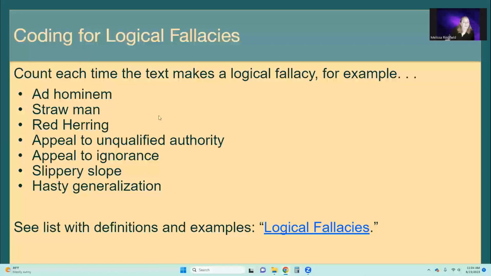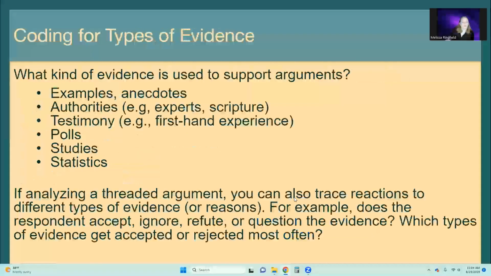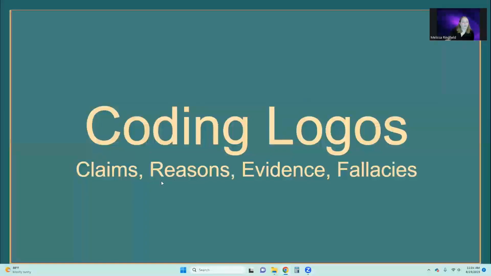You might code for types of logical fallacies. Political arguments, for example, might have a lot of logical fallacies in them. So I have a list of logical fallacies linked online, and you can find others with a web search. So logos is coding again for claims, reasons, evidence, and fallacies.